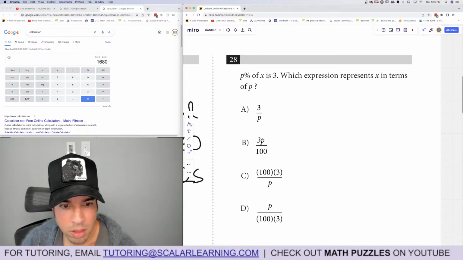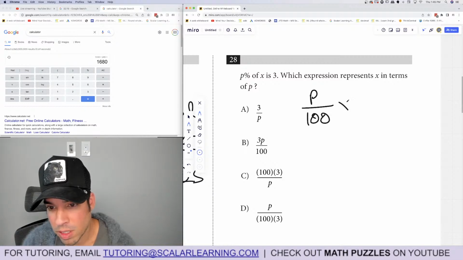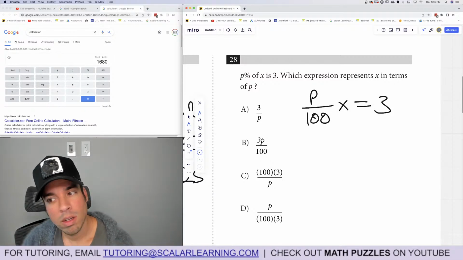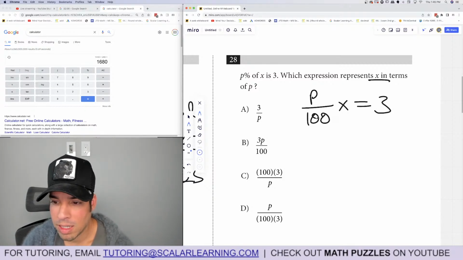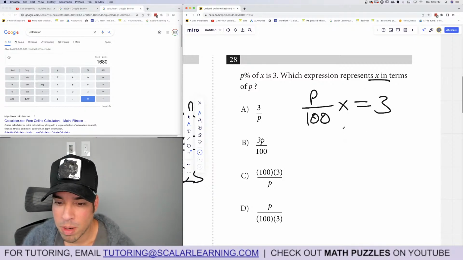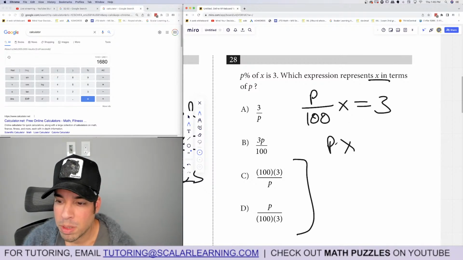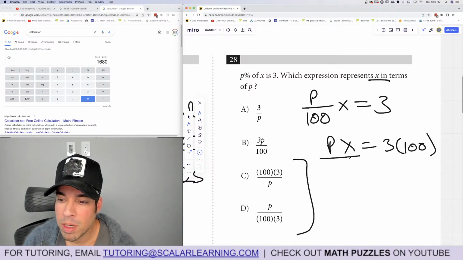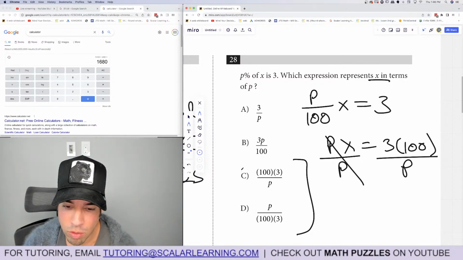28. P percent. Okay, watch this. I'm going to turn it into an equation as I'm reading it. P percent of, that's multiply, x, is 3. Don't have to think too much now. Want to represent x in terms of P, meaning isolate x. Multiply both sides by 100. Notice they left it with the 100, so don't actually combine it. So it's Px equals 3 times 100. And then we divide by P. And it's 3 times 100 over P. Done.